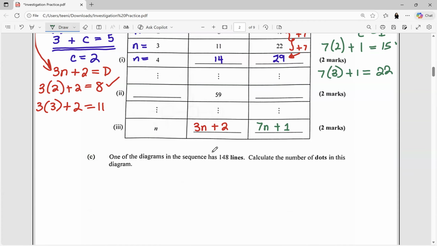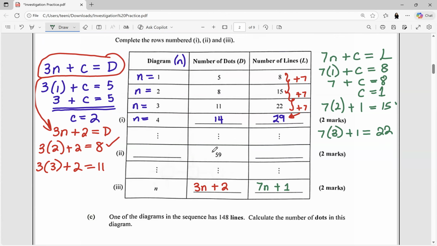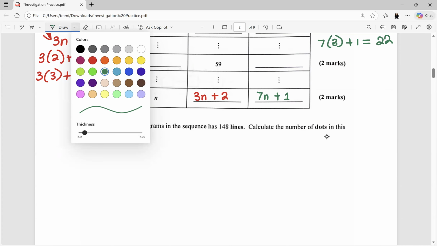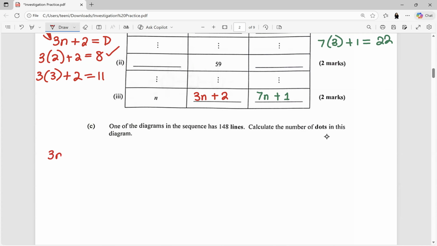So using the equation, the equation for the number of dots is 3n plus 2. So using that equation, basically they're telling us that 3n plus 2 gives me 59. So we need to work out what n is equal to when the number of dots is equal to 59. Or in other words, in which diagram will you have 59 dots? So you need to solve this equation.